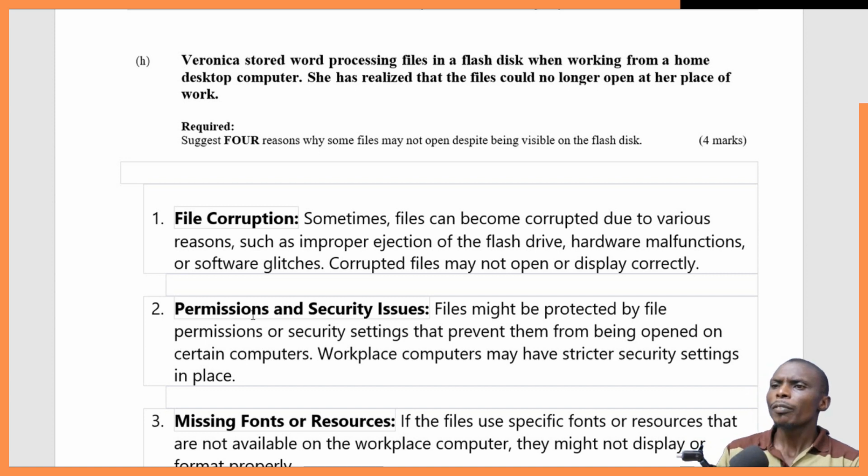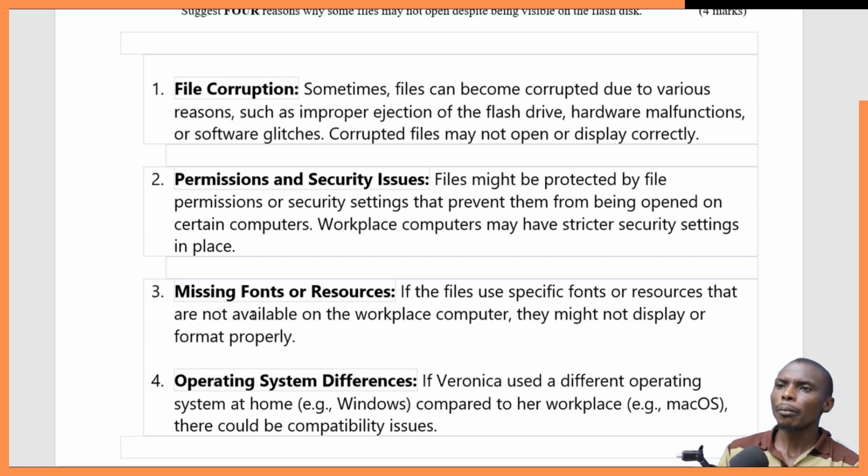So the first thing is that the files might have been corrupted. They become corrupted due to various reasons. For example, she ejected the flash disk in an improper manner without ejecting it from the screen. She just manually removed it from the system unit.